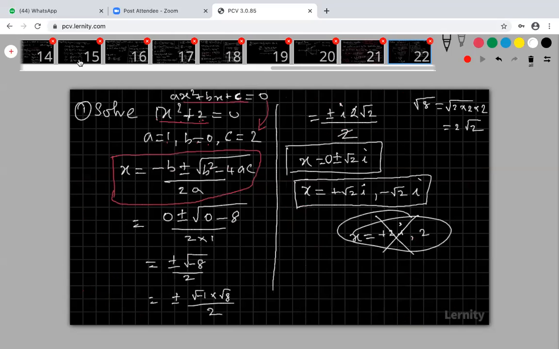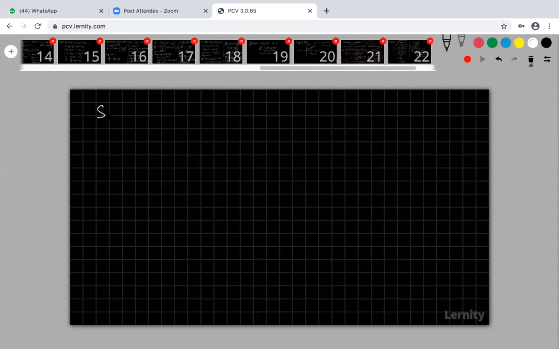All right, now come to the next problem. Solve x square plus 3 equal to 0. What are the solutions? Please note this. My a is 1, my b is equal to 0, my c is equal to 3, because my general form of the equation is ax square plus bx plus c equal to 0. The b term is not there, that means the x term is not there, so my b is 0.